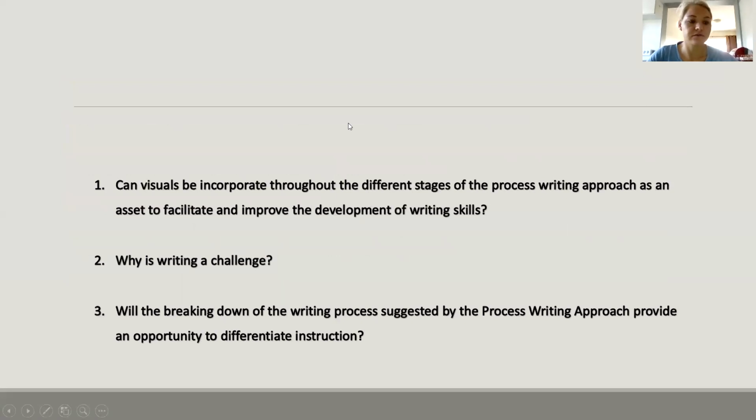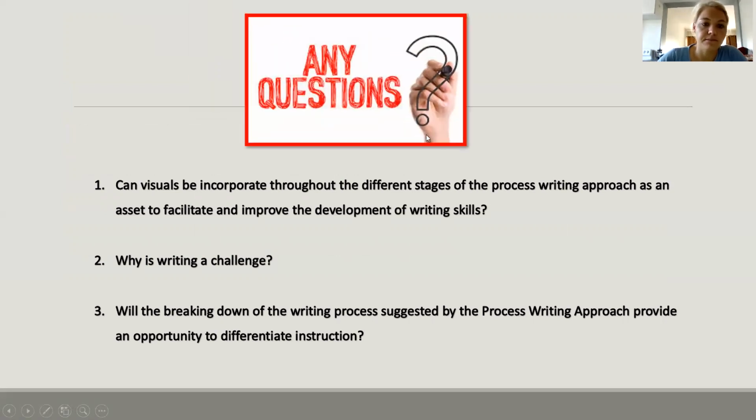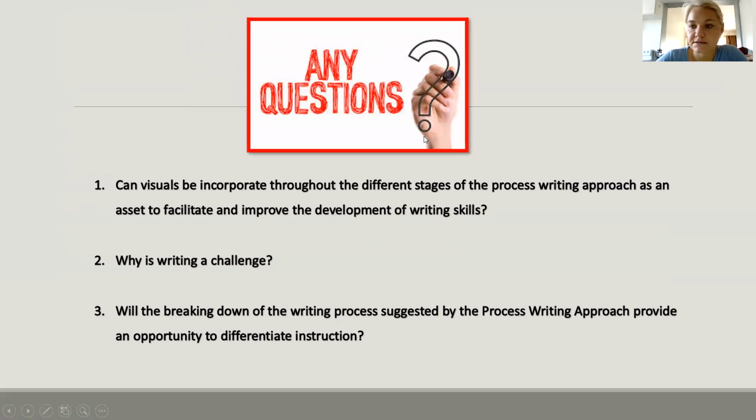Okay, so for questions. I wrote down 3 questions that you might find interesting. I will try to answer them as fully as possible. So, can visuals be incorporated throughout the different stages of the process writing approach as an asset to facilitate and improve the development of writing skills?